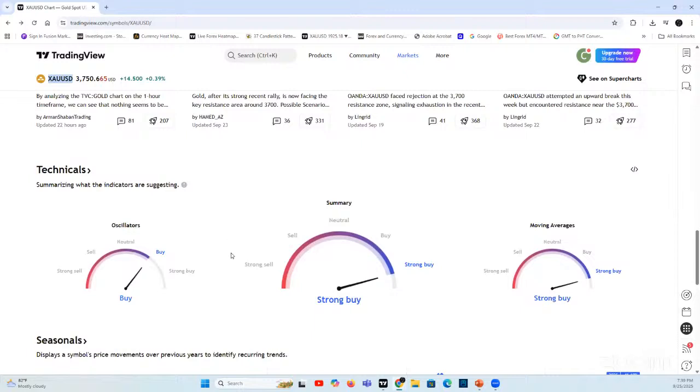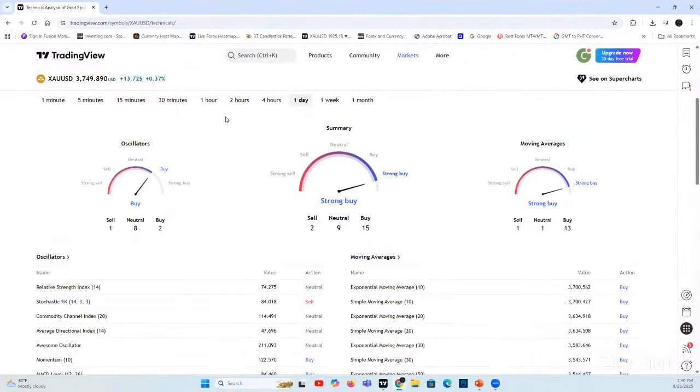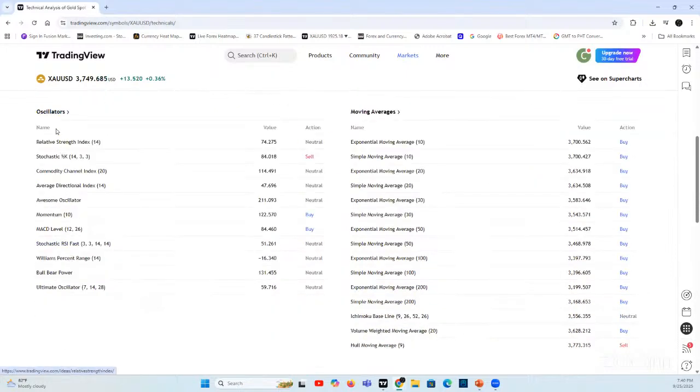Yeah, like this. Okay, there is one page here in TradingView. All right, so you're seeing this. There is a 1 minute, 5, 15 minute. So in the daily, it will show you like this. The oscillators are like that. So what are the oscillators? All this, my friends. You can see the RSI, stochastic.